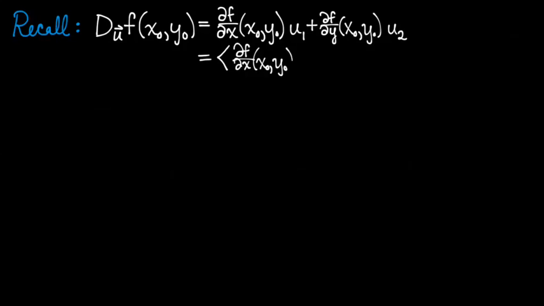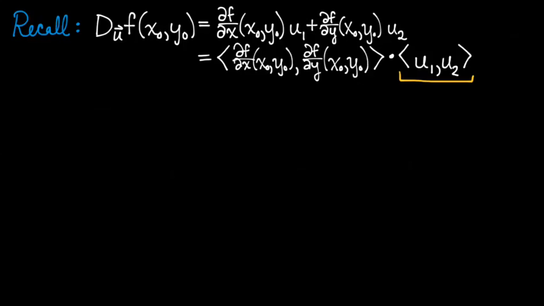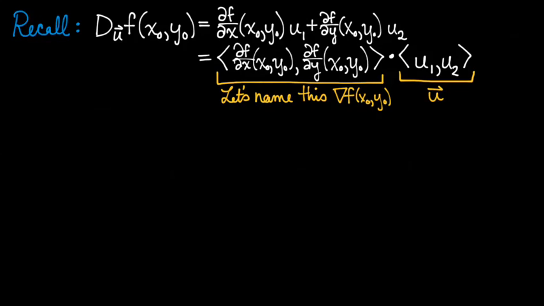Here's what's interesting. This formula could be rewritten this way, as the dot product of two vectors. It's easier to see how to get from the second line to the first line, but we could certainly rewrite this way if we wanted to. The second vector we know already, that's u, but the first vector is new. Let's name it. That symbol is a nabla, that upside-down triangle, but we say the gradient of f evaluated at x0, y0. Here are some facts.